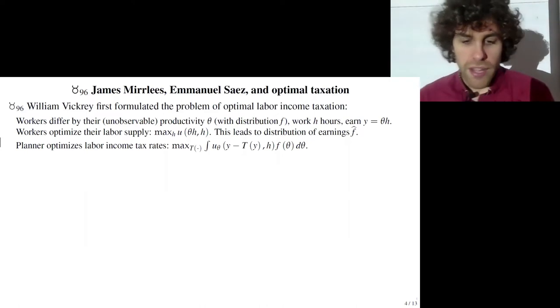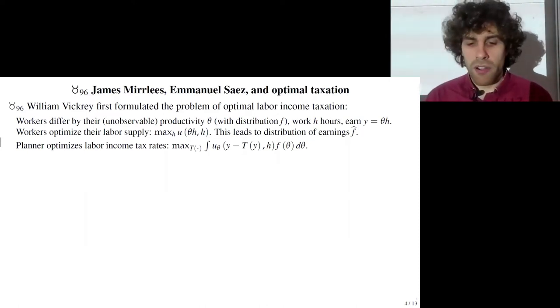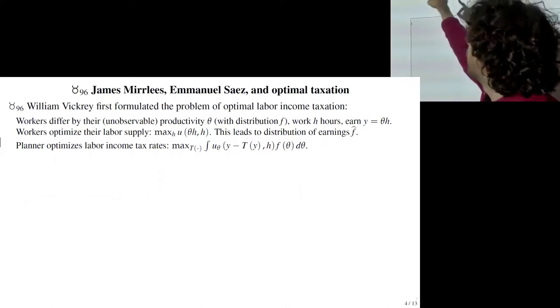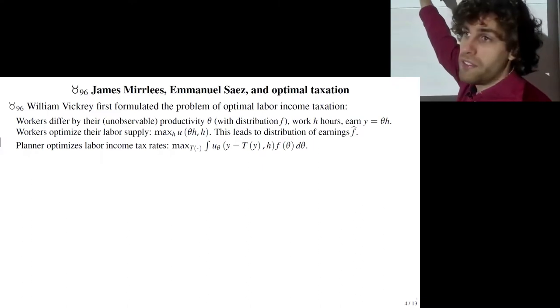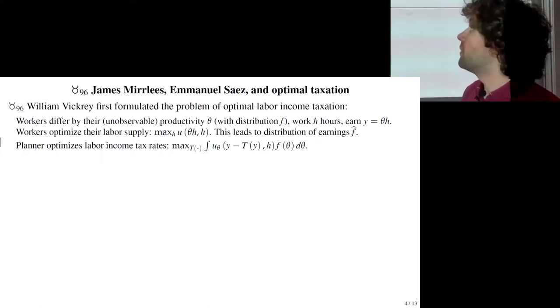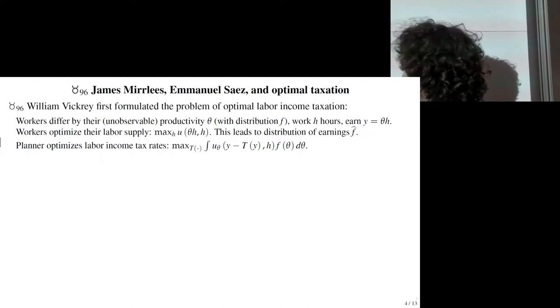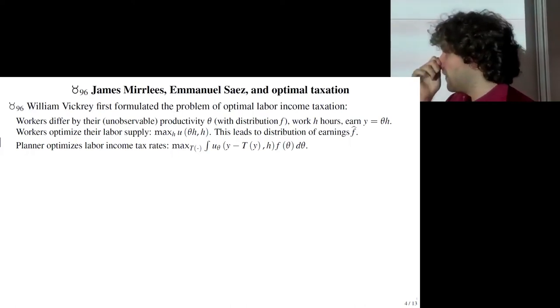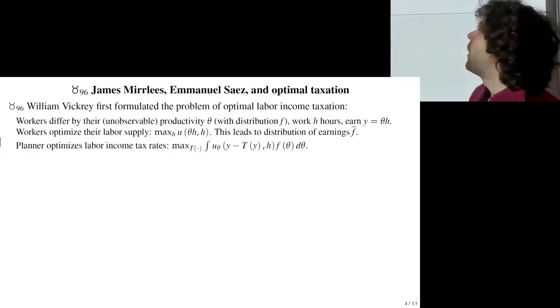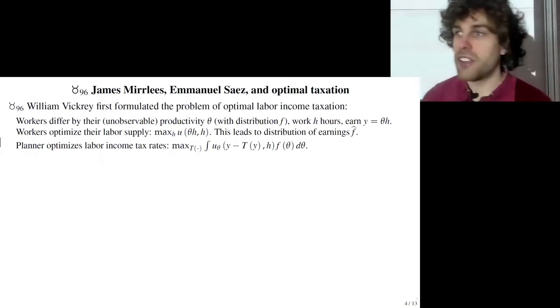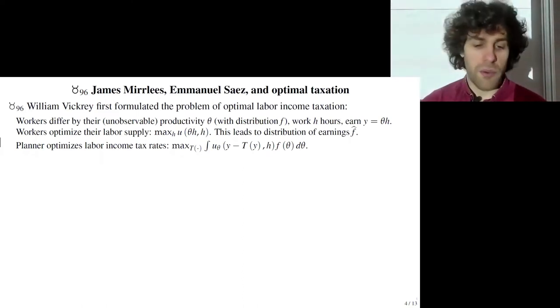Now, the objective of the social planner is utilitarian, let's say. So it is the sum of the utilities of all agents, which here is written as an integral with the probability f that the individual is of type theta. And the social planner maximizes with respect to the income tax schedule, which is a function T of the earnings. So the maximization program is here. The utility is the earnings minus taxes. And it also depends on the hours.